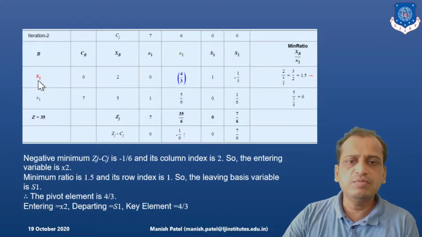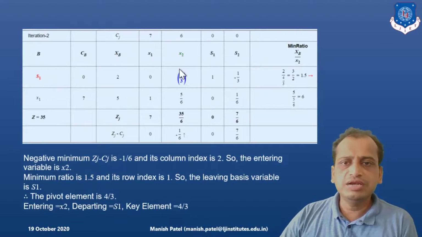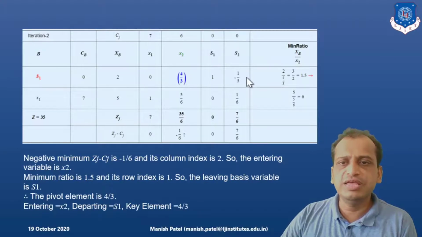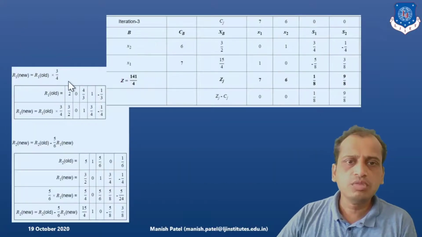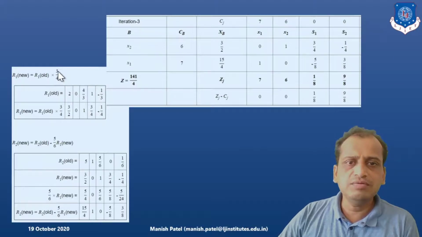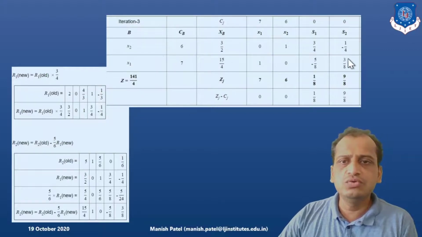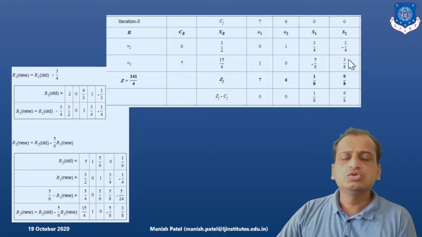Here again we will iterate, and the intersection of this pivot column and pivot row is 4 by 3. So this 4 by 3 is our pivot element. In the new table, we are going to get the new values by dividing all the elements by 4 by 3. So that is what I have done here. Dividing by 4 by 3, or multiplying by 3 by 4, you get the new values, right? I got the new values. Same with the R2 row, I have got the new values of R2. So what is our next step?